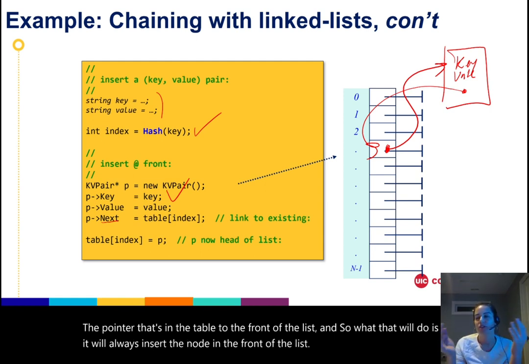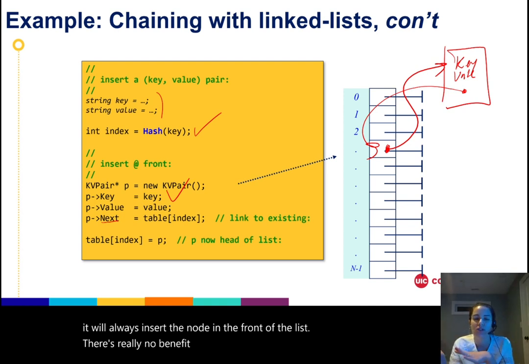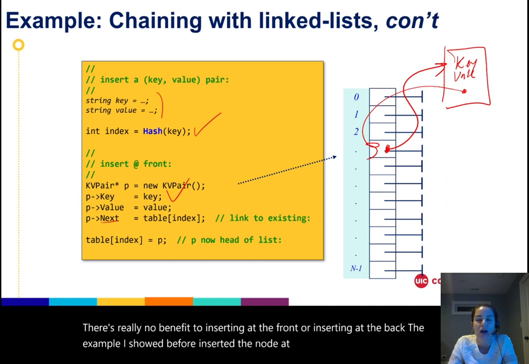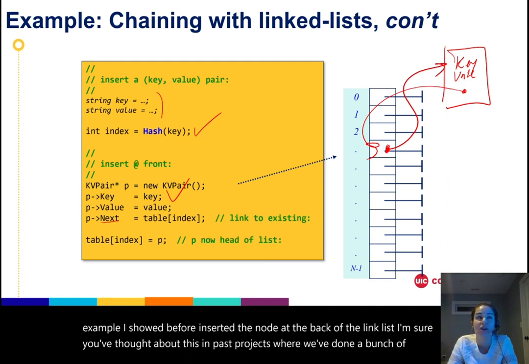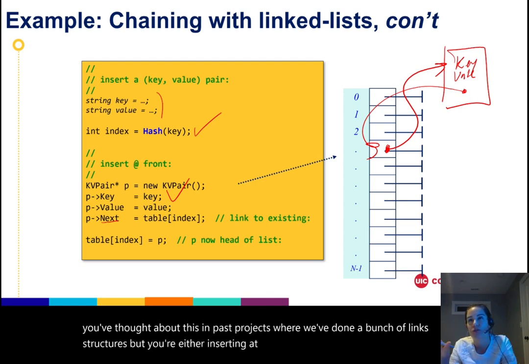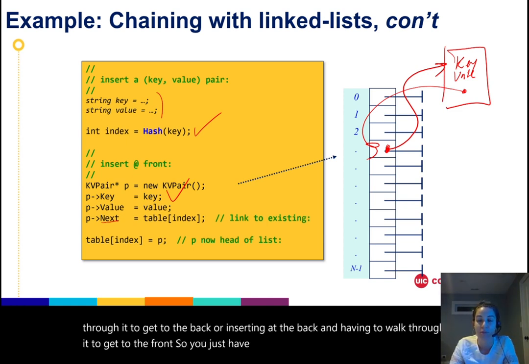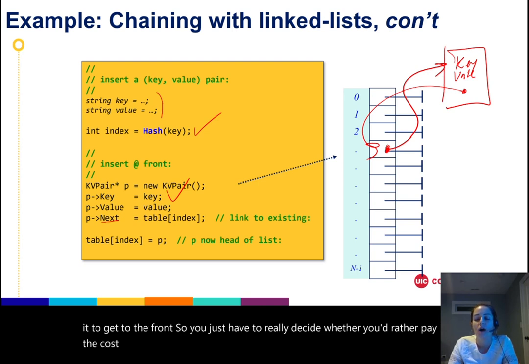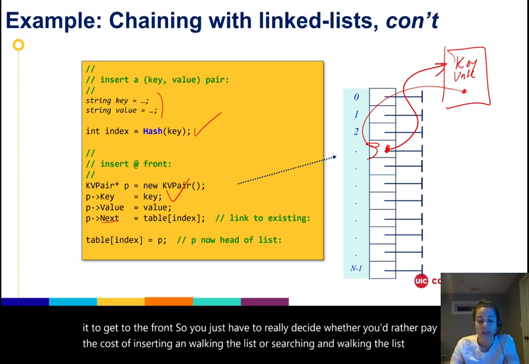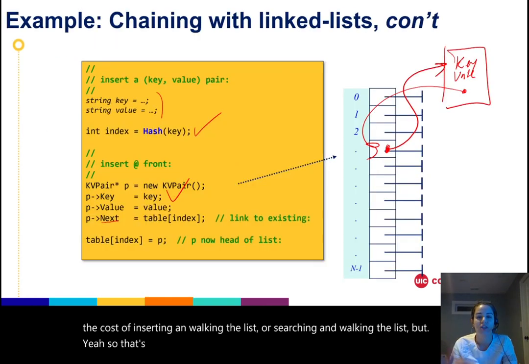There's really no benefit to inserting at the front or inserting at the back. The example I showed before inserted the node at the back of the linked list. I'm sure you've thought about this in past projects where we've done a bunch of linked structures, but you're either inserting at the front and then having to walk through it to get to the back, or you're inserting at the back and having to walk through it to get to the front. So you just have to really decide whether you'd rather pay the cost of inserting and walking the list, or searching and walking the list. But yeah, that's all chaining is. There's really not much more to it.